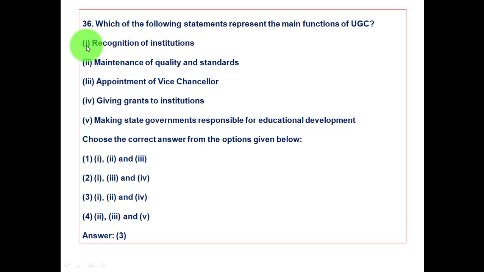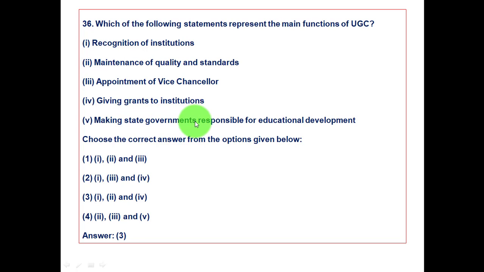Okay. Now coming to the next question, question number 36. Which of the following statements represent the main functions of UGC? Now this time we need to choose the main functions of the University Grants Commission. So recognition of institutes, of course this is one main function of UGC. Then maintenance of quality and standards, that also falls under the main functions of UGC. Then appointment of vice chancellor, no, we cannot say that because this is by the governor. Okay. Then giving grants to institutions, that also falls under the main functions of UGC.